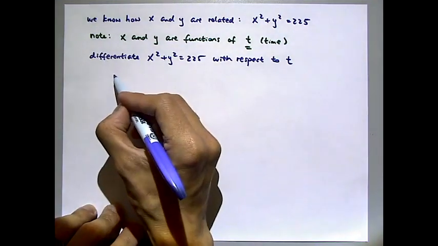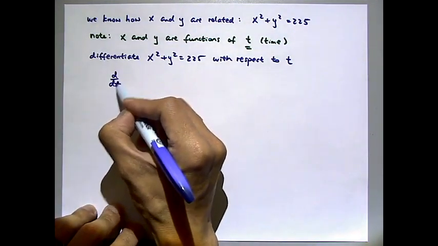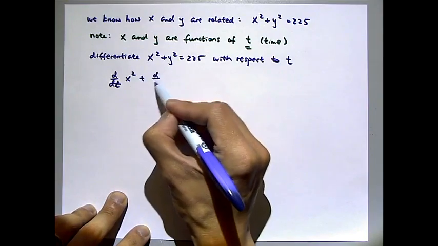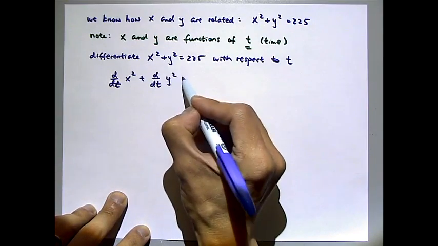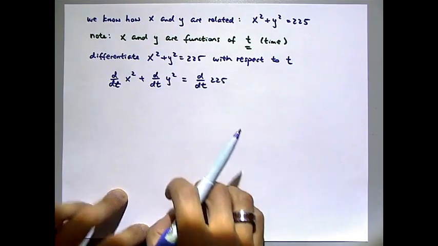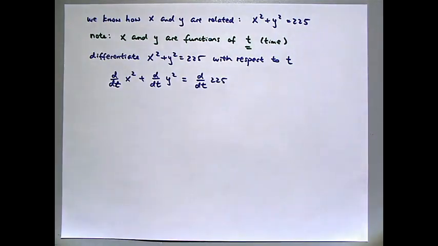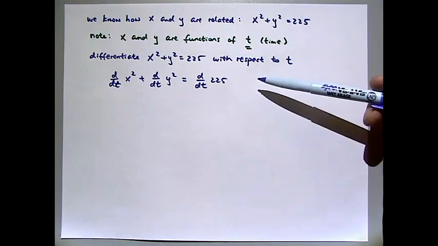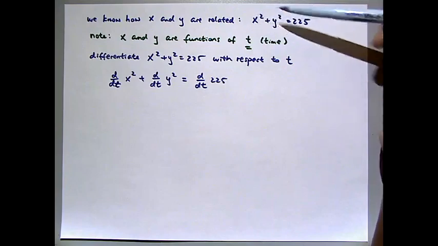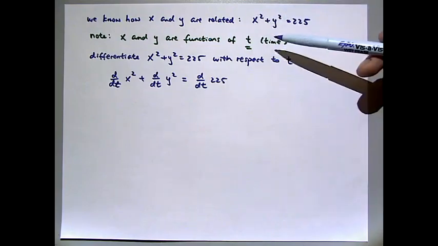On the left side, we get the derivative of x squared with respect to t, the derivative of y squared with respect to t, and on the right-hand side, the derivative of 225 with respect to t. And that's just the usual implicit differentiation we have been doing. It's a little bit beyond what we have been doing in the past in the sense that we now know that these two things are both related to a third variable, t.